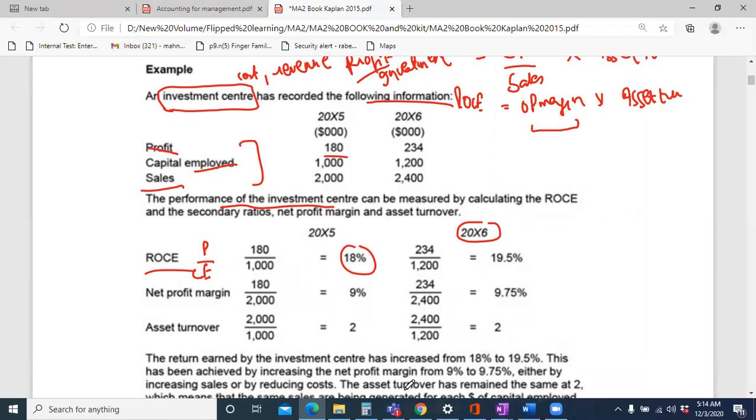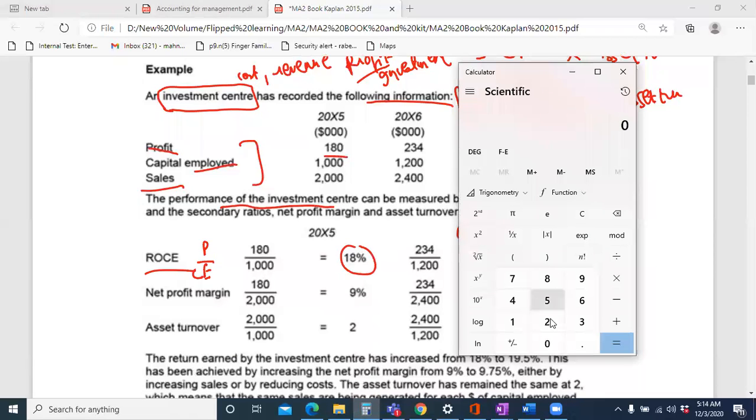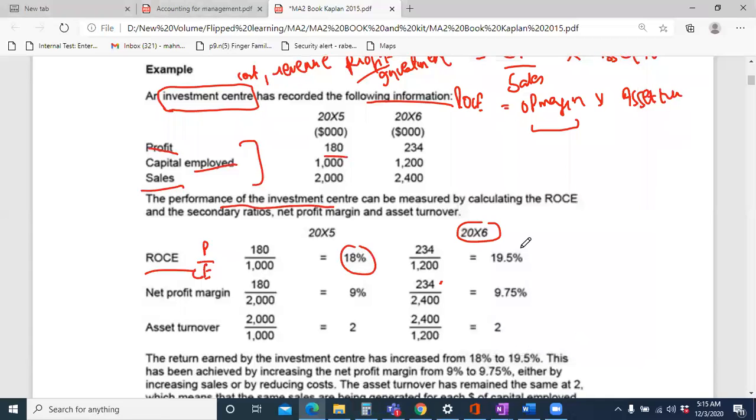So let me first calculate it. In 2006, the profit actually went up and it was 234,000. And what was the investment? Investment also went up, 1,200,000 it was, into 100. So what is return on investment? Here it is 19.5%. I told you if you calculate operating profit margin and asset turnover, you take the product of it and it will be equal to ROC. I can actually do that.